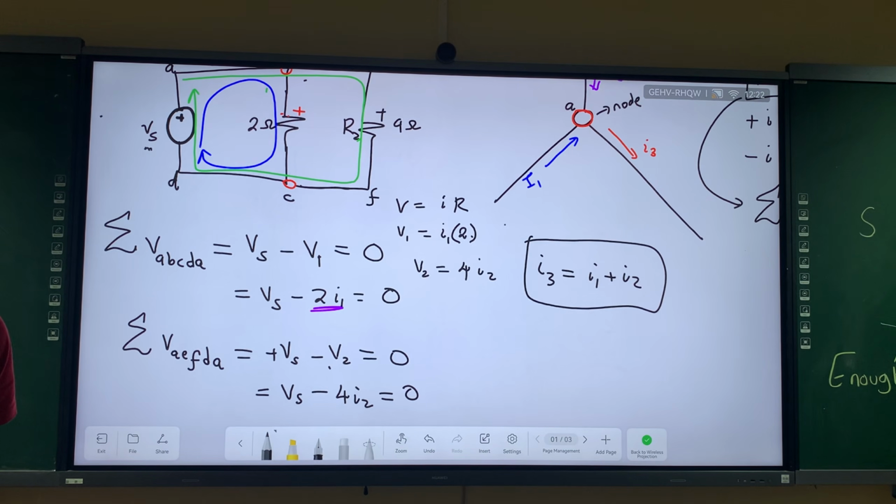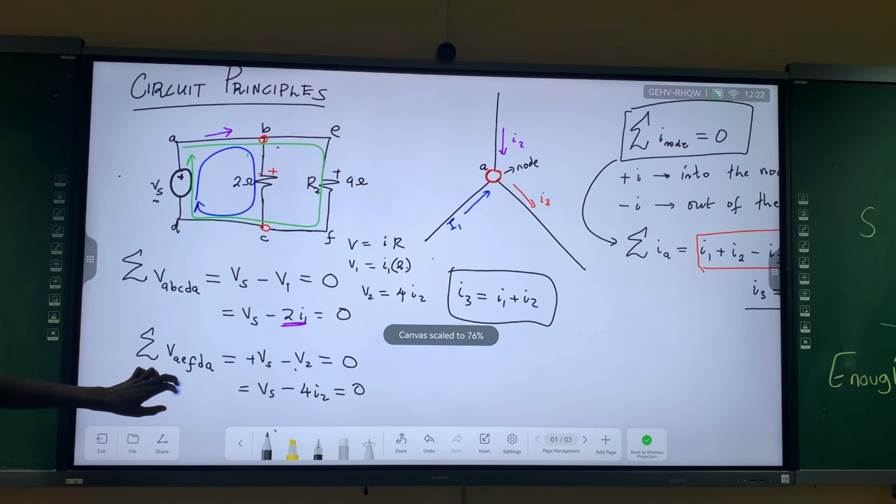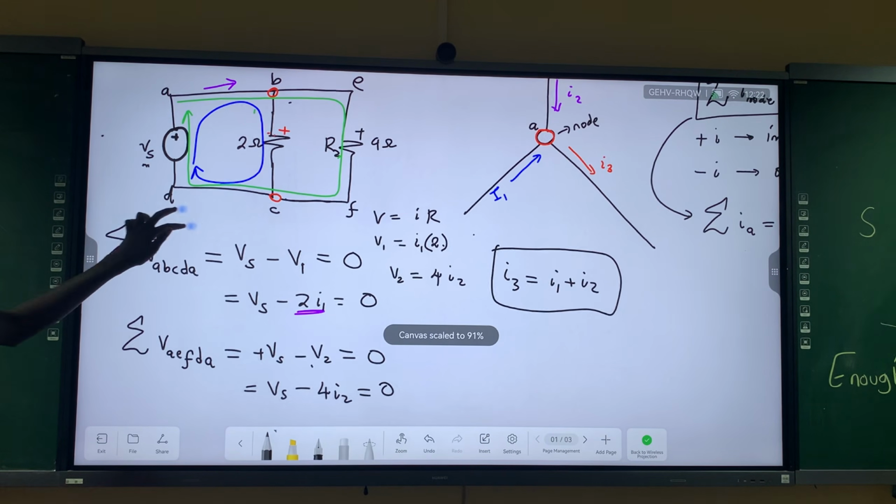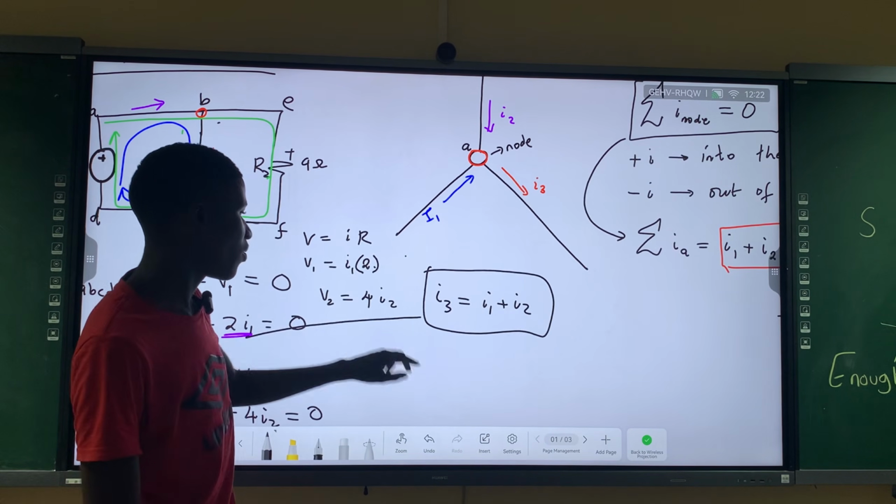If we say we consider all of them at the same time, don't worry, it's another method that we will do. Okay, so these are just the basic expressions we need to remember: Kirchhoff's voltage law and this one, and then Kirchhoff's current law.